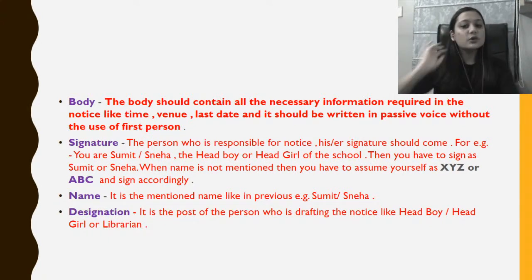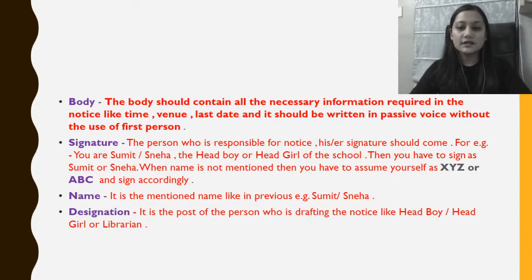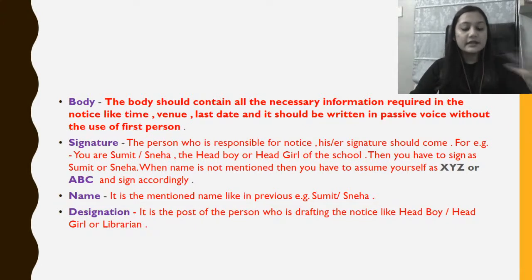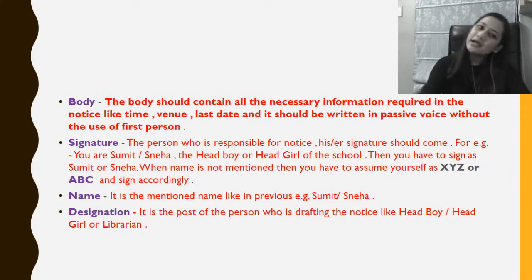Okay. So the person who is responsible for the notice, his or her signature should come. For example, you are Sumit or Sneha, the head boy or head girl of the school. Then you have to sign as Sumit or Sneha. You do need to mention your name. As I've already told you, after your name there'll be your designation, which you do need to mention. If you are simply the head boy, the head girl, or the librarian, or you are the principal of the school, you need to mention your designation also. Otherwise, the notice is considered incomplete.